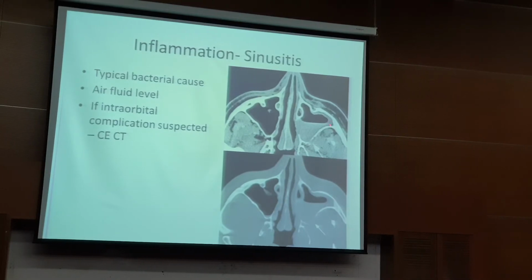Okay, this is an air fluid level. You have to see a straight border within the maxillary sinus, because the patient is scanned in the supine position, so everything will be layering. Okay, you can see this is an air fluid level. And here, you can see posteriorly there is dehiscence of the wall, so there is now a complication that may have occurred, and it has gone into the infratemporal part.